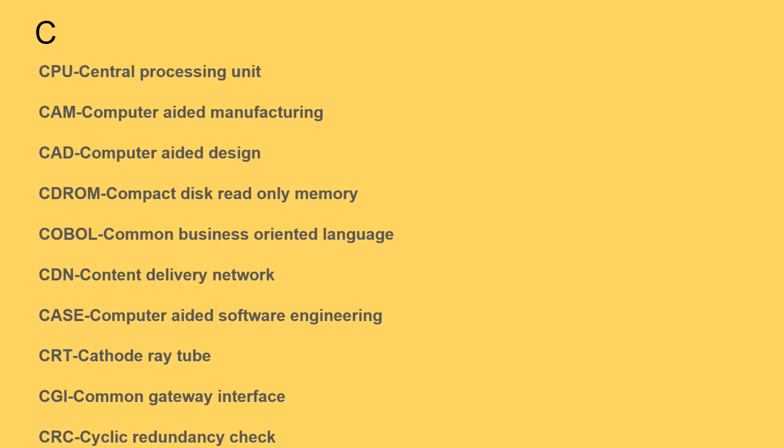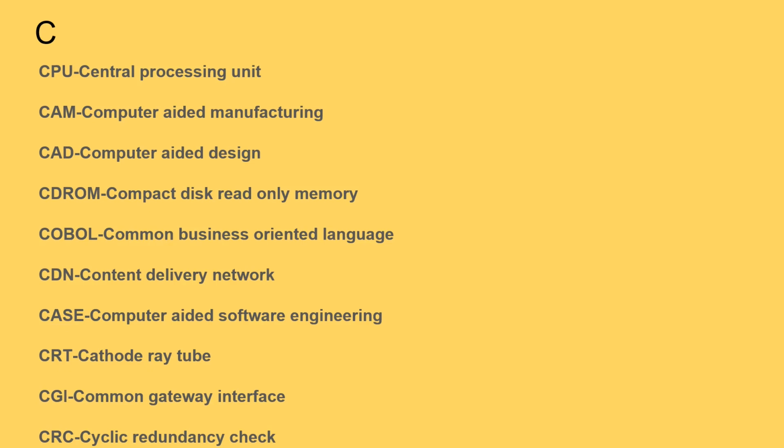Next is CAM. It is abbreviated as Computer Aided Manufacturing, also known as Computer Aided Modeling or Computer Aided Machining. That is, CAM is the use of software to control machine tools and related ones in the manufacturing of workpieces. Next is CAD. CAD means Computer Aided Design. CAD is the use of computers to aid in the creation, modification, analysis or optimization of a design.